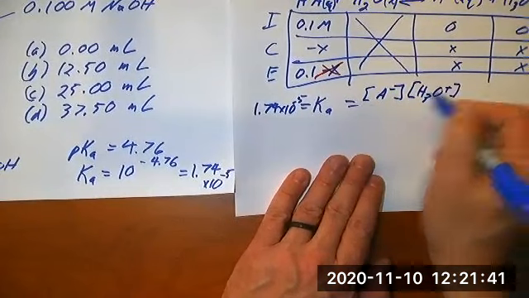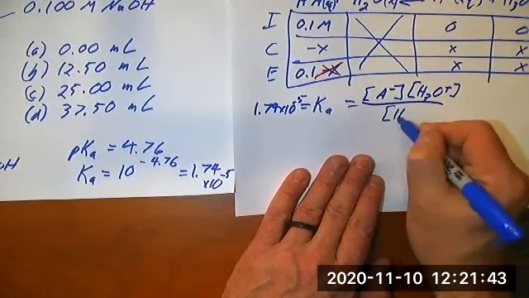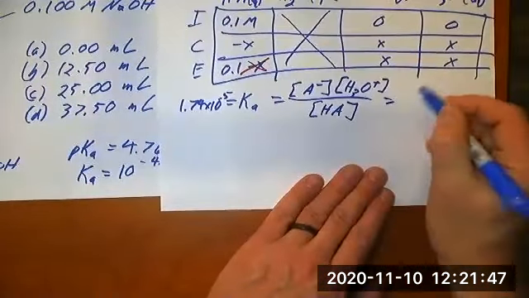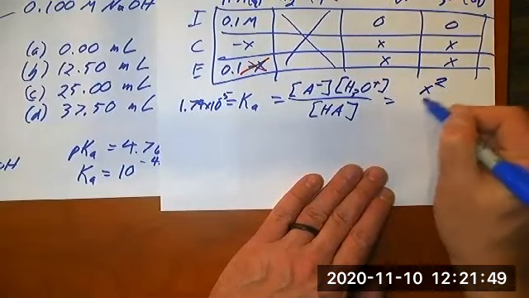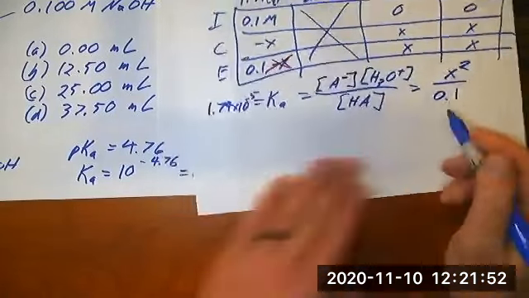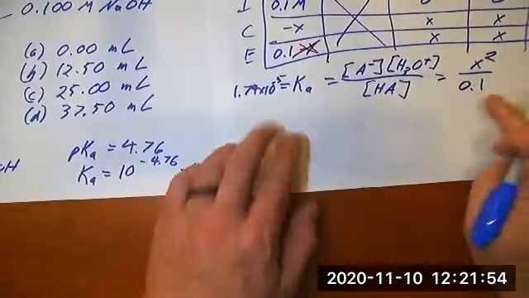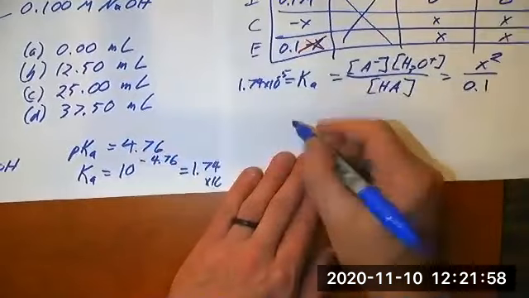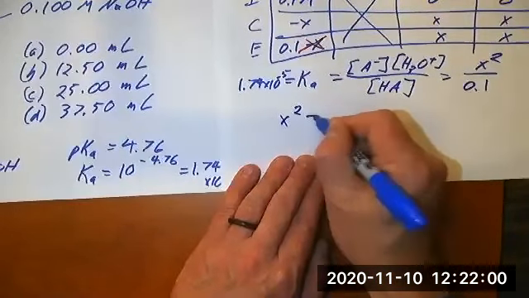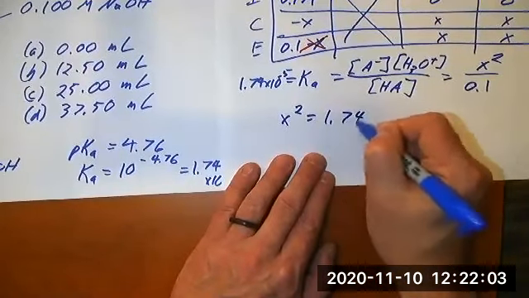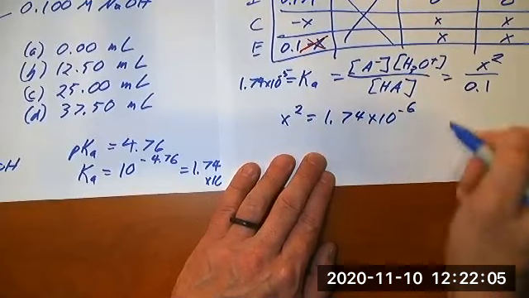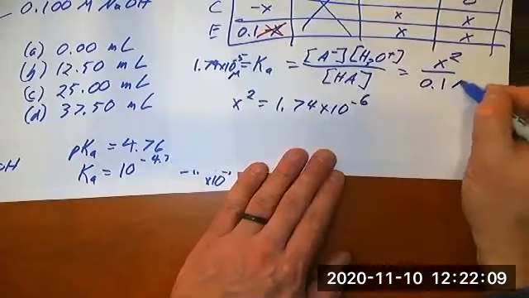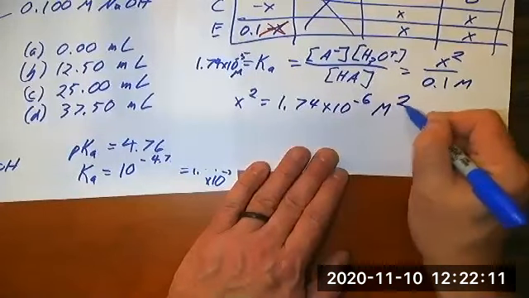Our expression is A minus, H3O plus over HA. This is going to be X squared over 0.1. So looking at the far left and the far right, multiply through by 0.1. So we have X squared equals 1.74 times 10 to the minus 6th. And if we are tracking units, that's molar, this is molar, so we end up with molar squared.